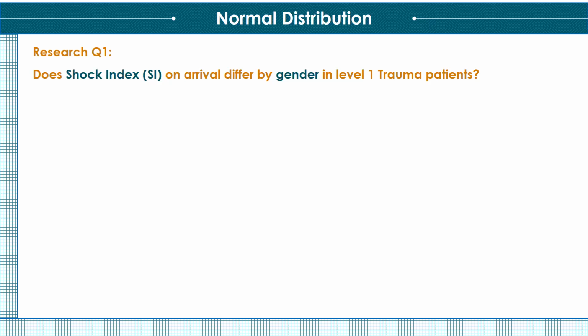So let's first look at whether data is normally distributed. In this example, our first research question is, does shock index on arrival differ by gender in level 1 trauma patients? So this is to test if the independent variable of gender causes an effect on the dependent variable of shock index. When you take data in an experiment, the dependent variable is the one being measured, and in this case, it's shock index.